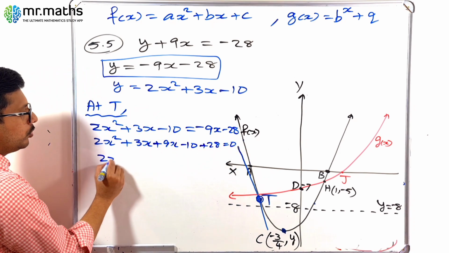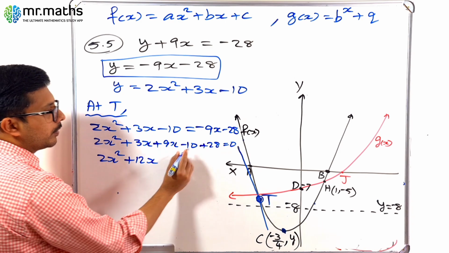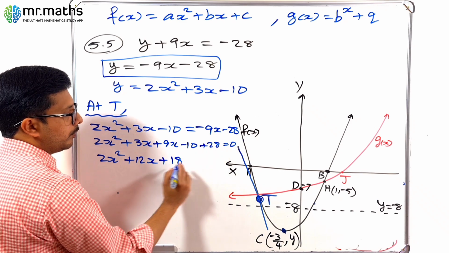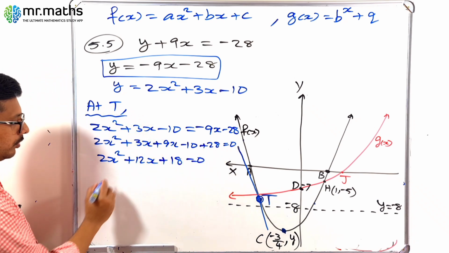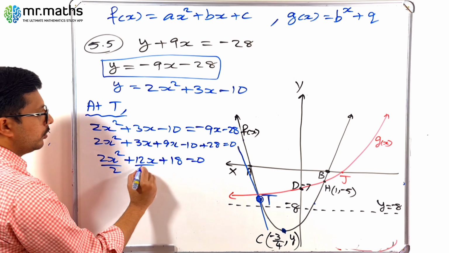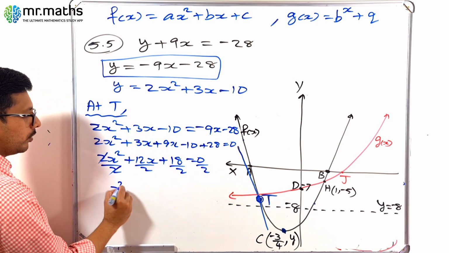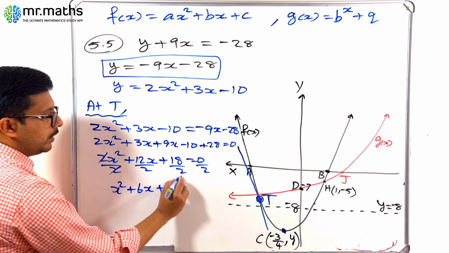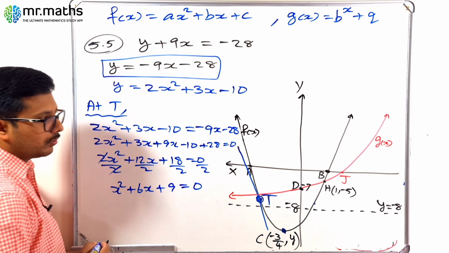So this is 2x square, 3x plus 9x is 12x, minus 10 plus 28 is plus 18 is equal to 0. Divide throughout by 2. The 2 cancels, so it is x square, 12 divided by 2 is 6x, plus 18 divided by 2 is 9, is equal to 0.